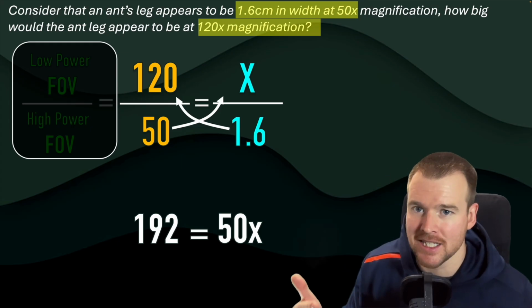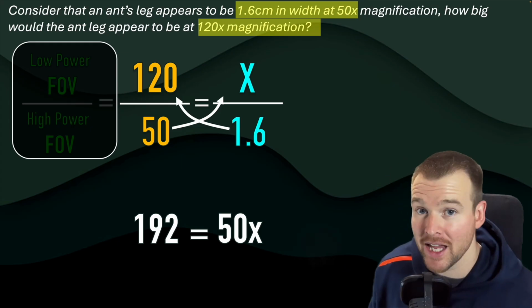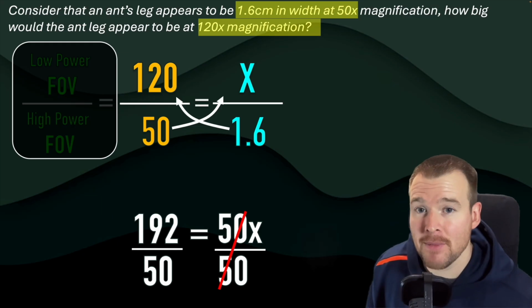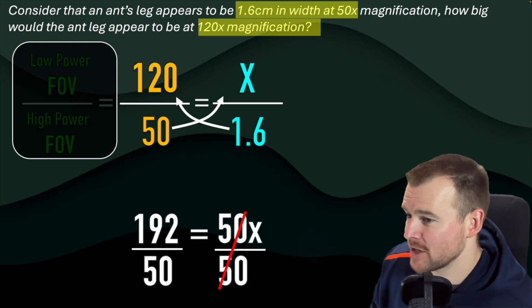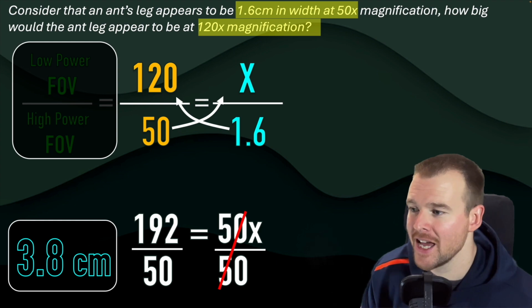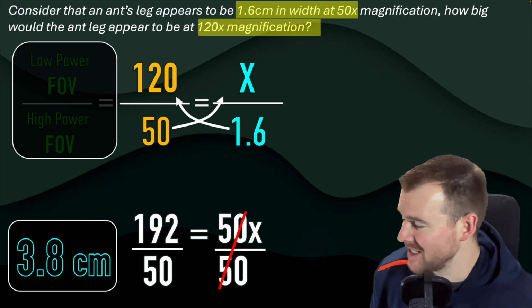So at this point, you've done the cross multiply. What's after that is the divide. We see I have 50x. I want to get x by itself, so I'm going to divide by 50 on both sides, and we're ready to finish the question. 192 over 50, and we get an answer of 3.8 centimeters.